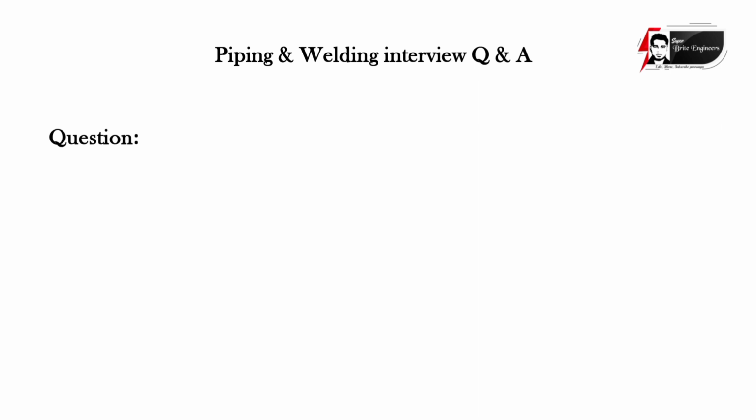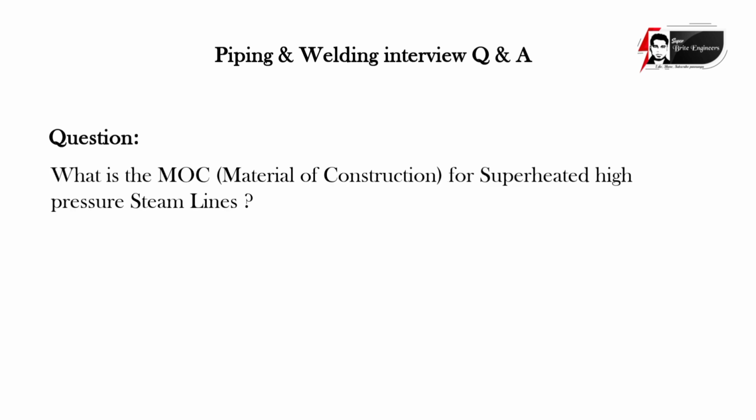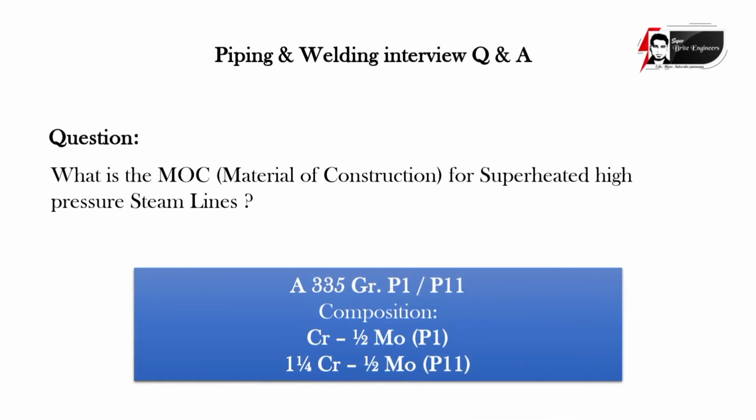What is the MOC, material of construction, for superheated high pressure steam line? A335 grade P1, P11. Composition: chromium and molybdenum. P1, P11: 1 and a quarter chromium and half molybdenum.